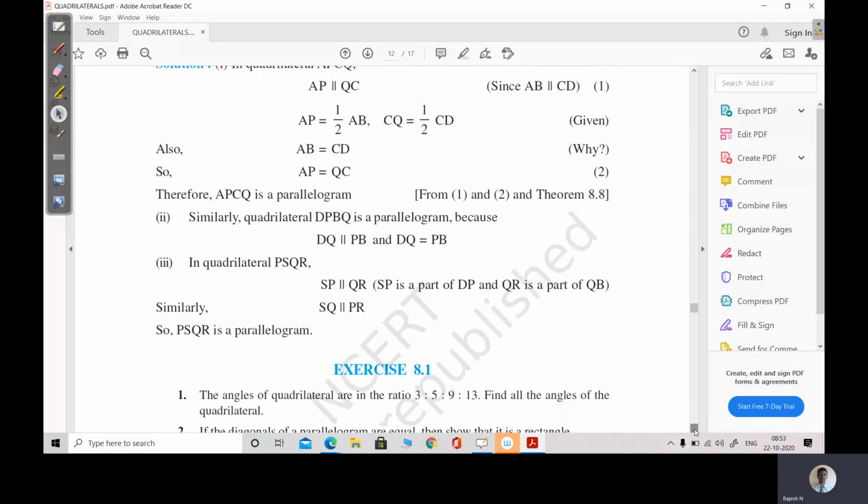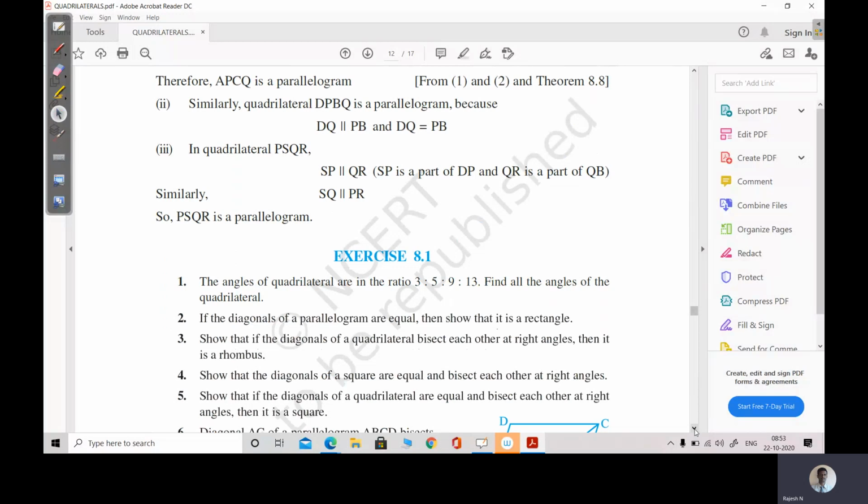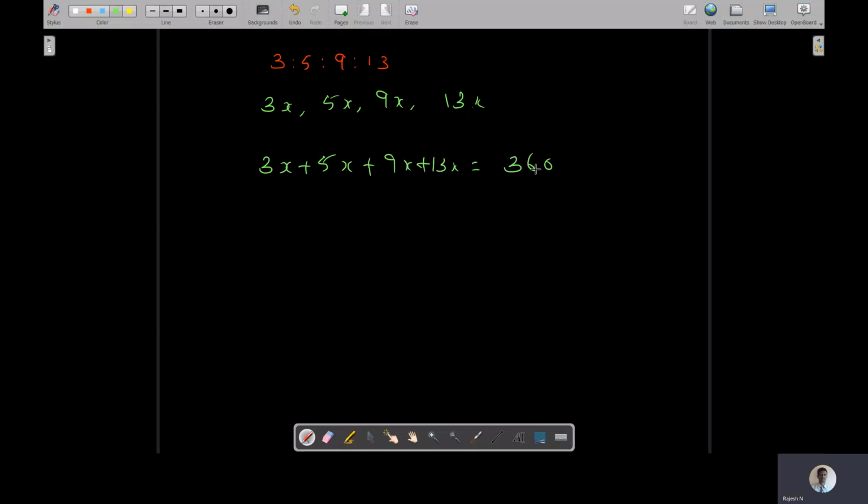First question. The angles of a quadrilateral are in the ratio 3:5:9:13. Find all the angles of the quadrilateral. So you take the angles as 3x, 5x, 9x, 13x. So 3x plus 5x plus 9x plus 13x is equal to what? 360. The total sum of the angles of a quadrilateral is 360.